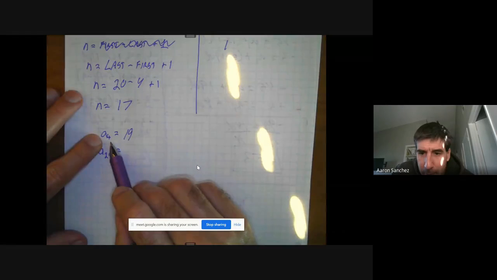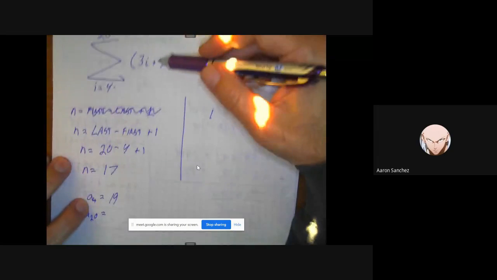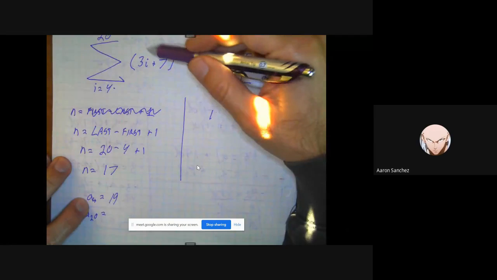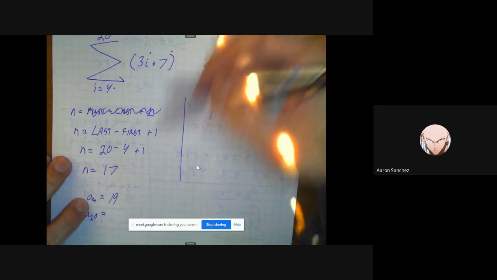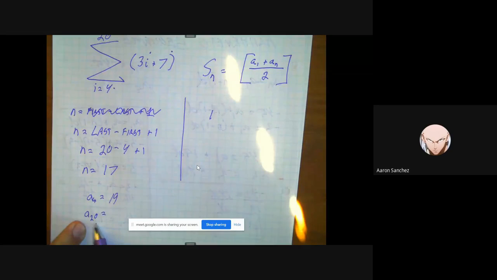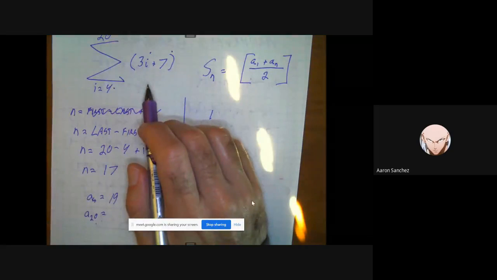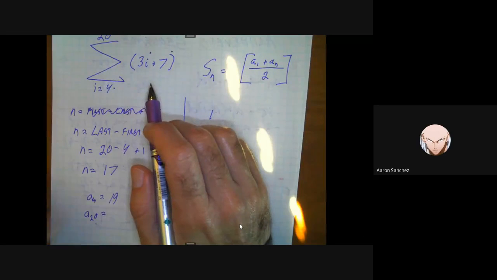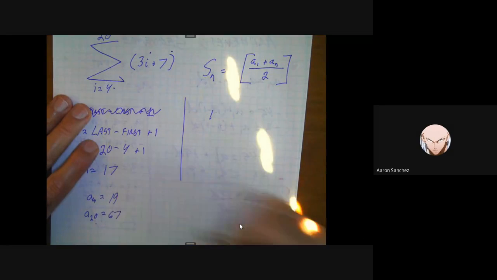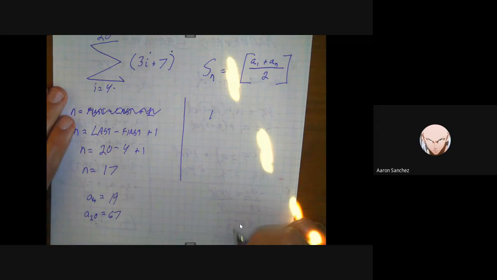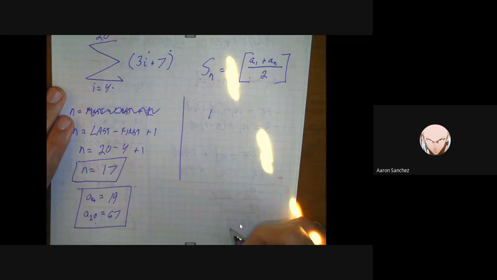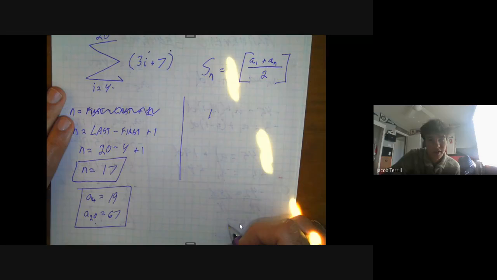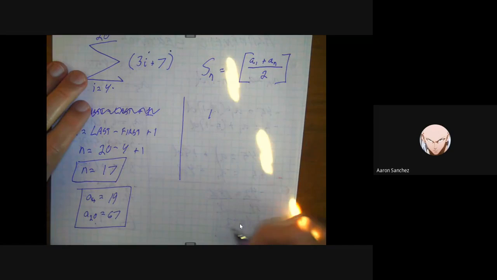Okay, for the fourth term, we plug in 4 into our equation. 3 times 4 is 12, plus 7 is 19. Then we have to plug in for our 20th term. We plug in 20 here. 3 times 20 is 60, plus 7 is 67. Okay, so we have our n. Yes. Oh, I was going to tell you, I got it. Nice. Very good, Jacob.